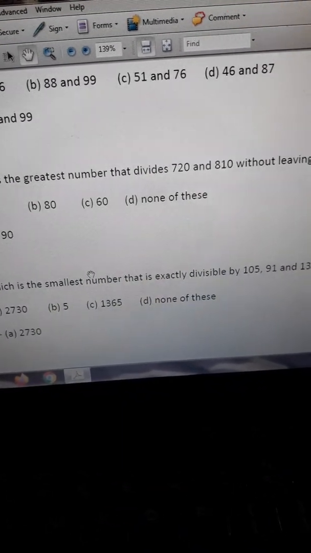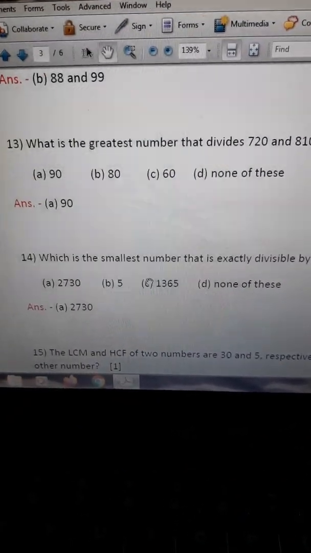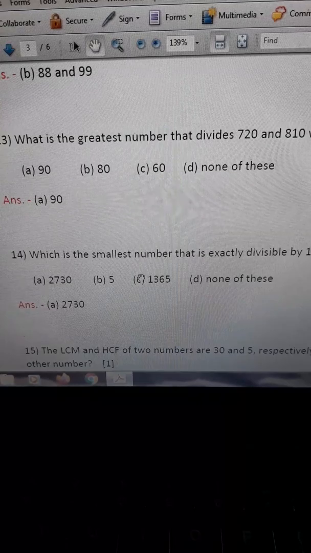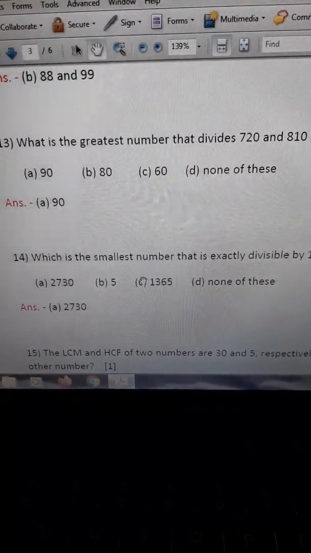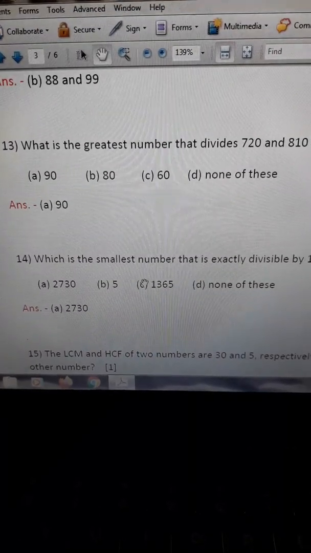Question number 14. Which is the smallest number that is exactly divisible by 105, 91 and 130? Then you have to find out the LCM. So the lowest common multiple you have to find out. Then you will get the result. Option A is the correct one.